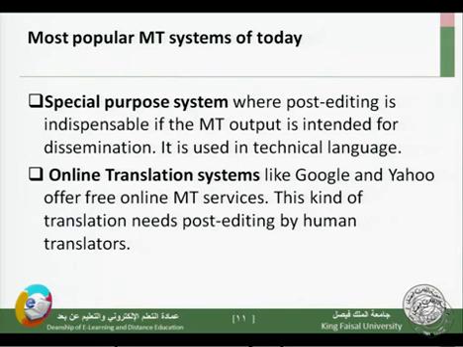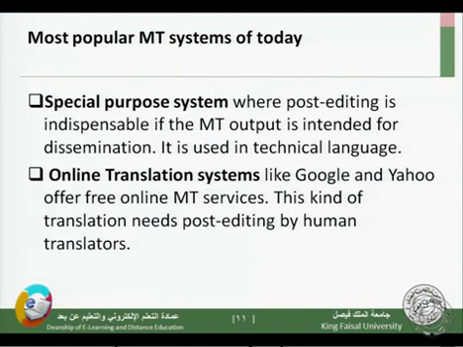And normally, this type of translation is used in technical language, like manuals, scientific manuals, maintenance, and all these technical texts. But still, you need to check them, edit them, and revise them if you want to distribute them, for dissemination.